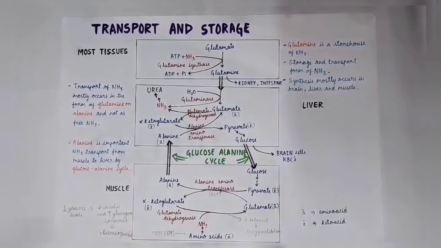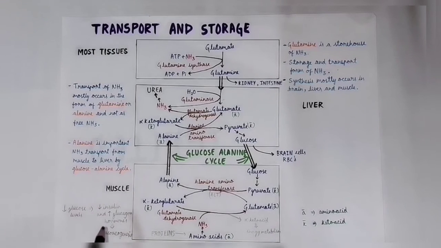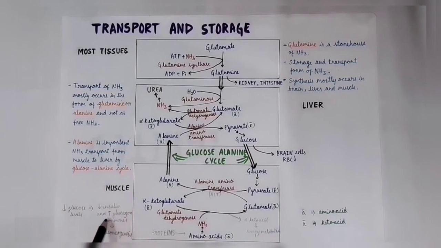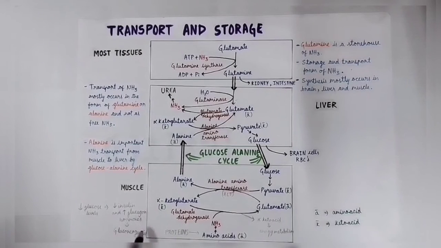Coming to our next topic, transport and storage. In most of the tissues and muscles, proteins undergo proteolysis to form amino acids. This occurs when there is decreased glucose level in the blood during starvation and fasting, which causes a decrease in insulin and an increase in glucagon hormones, which stimulate gluconeogenesis. Gluconeogenesis is nothing but formation of glucose from non-carbohydrate sources, which brings back normal glucose levels in the blood.